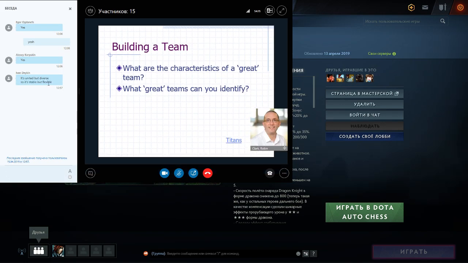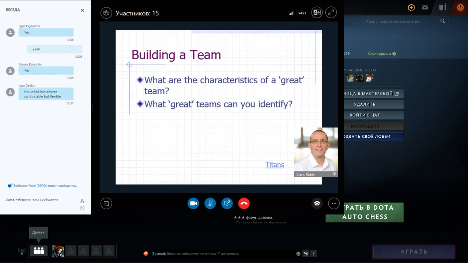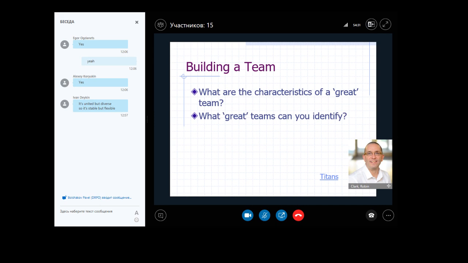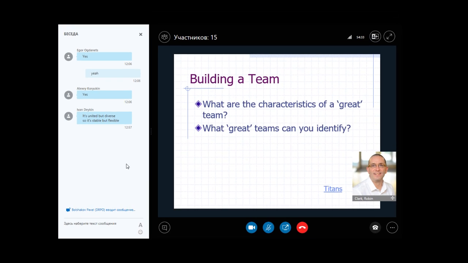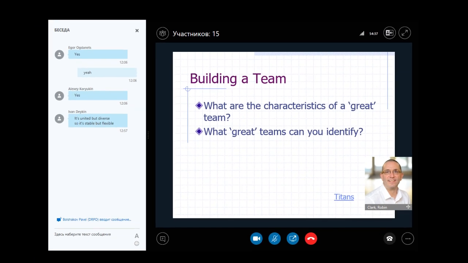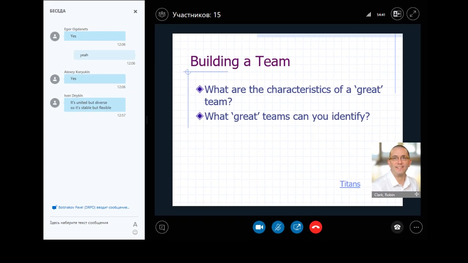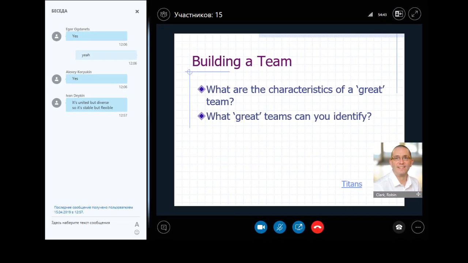Okay, we've got something. Somebody says a great team is united but diverse, which is a really good point to make. They have to be united, just like in that little case study we were looking at, everybody has to know where they're going. But you're quite correct, you should have a diversity of skills, because you want to be able to employ a whole range of different skills towards whatever it is you're trying to achieve.